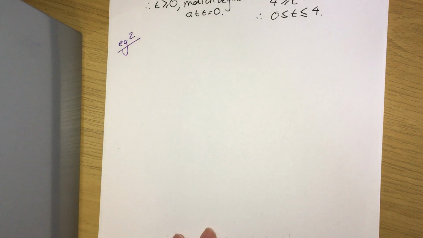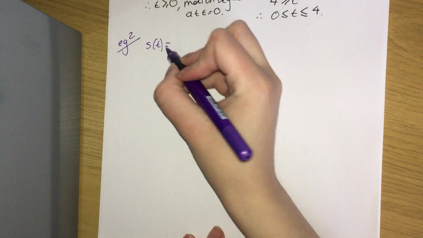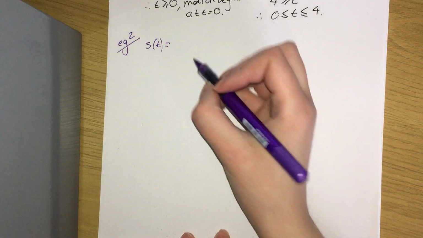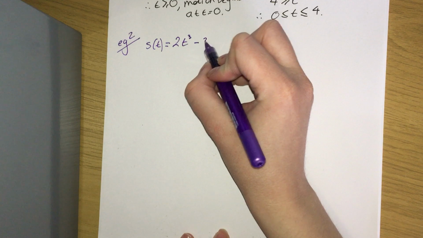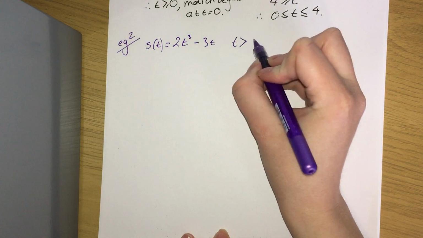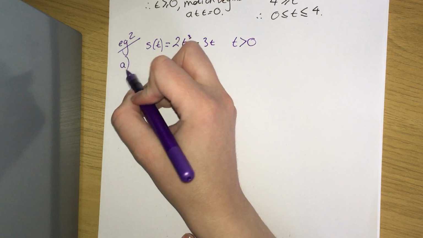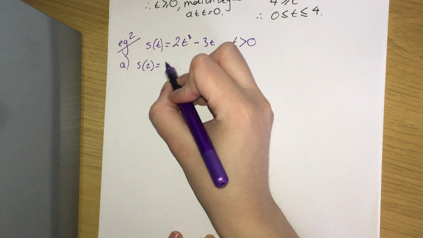Example number 2. A body moves in a straight line such that its displacement s meters from a point 0 at time t seconds is given by s. Now I'm just going to write it as s in terms of t because it means that when I do substitutions later, this is easier. So displacement is equal to 2t cubed minus 3t for all of t is greater than 0. So find s when t equals 2.